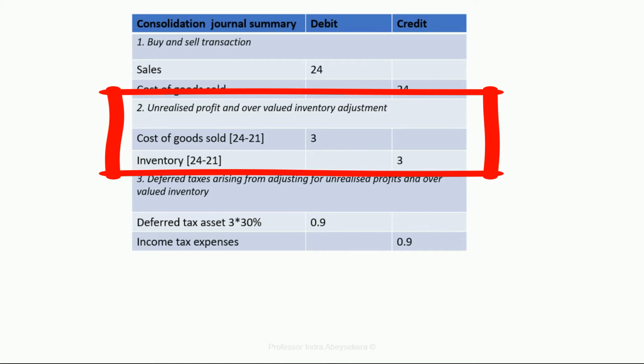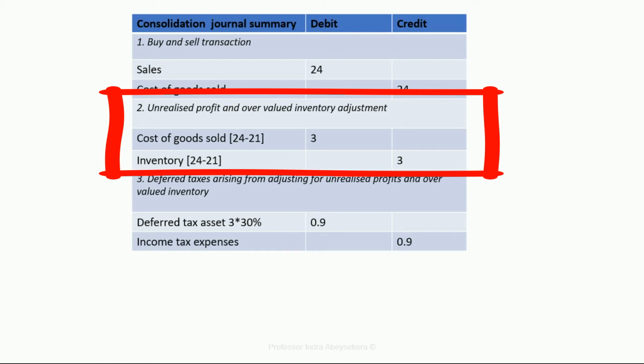We debit cost of goods sold 3 million for the unrealized gain on the sale of inventory. Because inventory is a trading asset, there is no dedicated account such as gain on sale of non-current assets for us to separately or distinctly debit the gain. Instead, we debit the cost of goods sold as we have understood through the general journal entries.